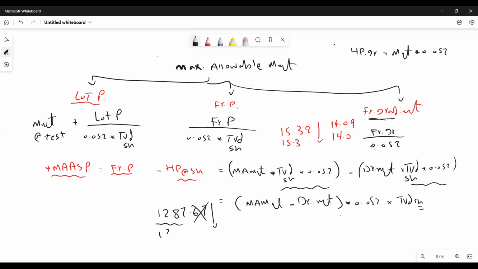If it is 1356 point something 99, we need to round down, so ignore the decimal number, so it will be 1356. Okay, that's all for the maximum allowable drilling mud weight and for the mass calculation. Now let's go ahead to the volume calculation.